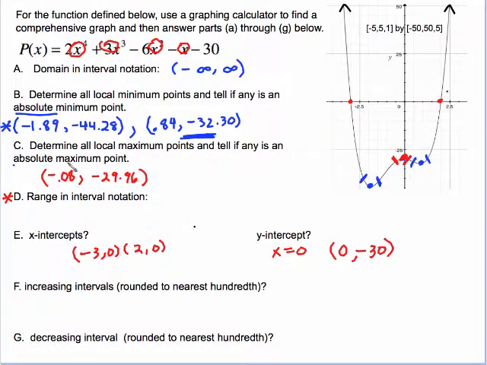Though I need to point out that you were asked on part C to determine local max points. This is a local max, and tell if there is an absolute maximum point. And the answer is no, there is not an absolute maximum point. That is the local max, but it is not the largest because that graph takes off up and up.